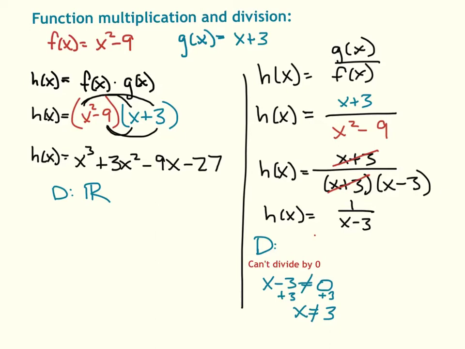So my domain is all the real numbers except 3.